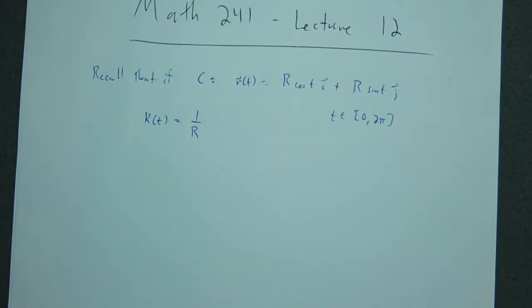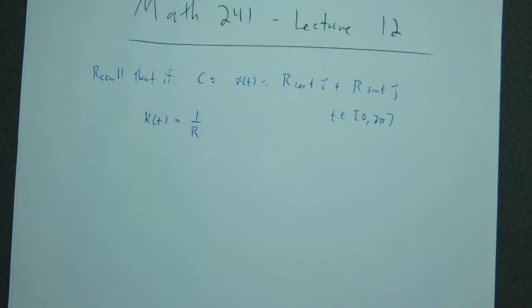But it was, inversely, 1 over R, meaning that as you chose circles that had larger and larger radius, this curvature is smaller and smaller, closer to 0.